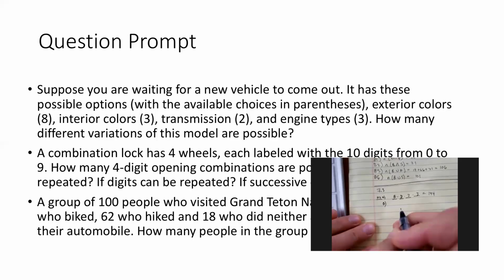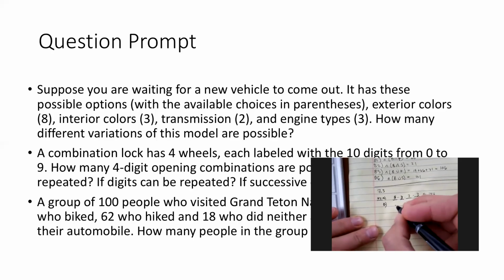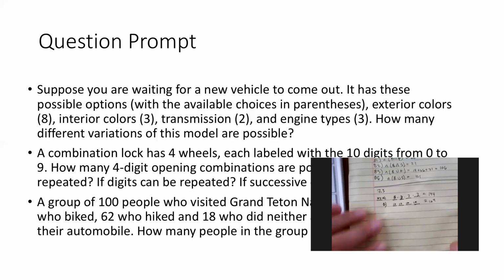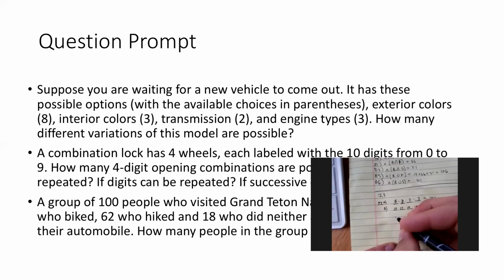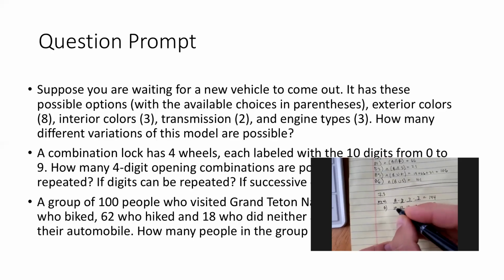In B, we have the combination lock. So in the first case, right, there's 10 digits for the first one, 10 digits for the second number, 10 digits for the third number, and 10 digits for the fourth number. So basically 10 to the fourth. And then that's for basically what? Any number, and they can be repeated. And the other one says if digits, sorry, that's for digits can be repeated.